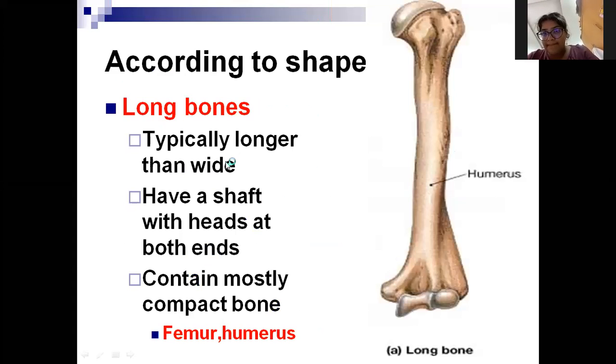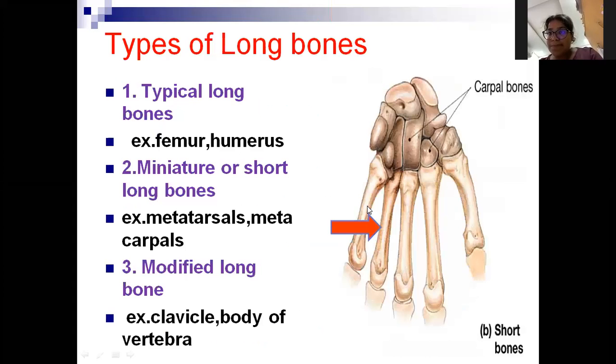Typically they are longer, that means width is less and length is more. It has the shaft and it has the head. A few examples: one you have already studied, that is the humerus. In the lower limb there is one more long bone, that is the femur. Typical long bones like the femur are very long, 40 centimeters, 50 centimeters.